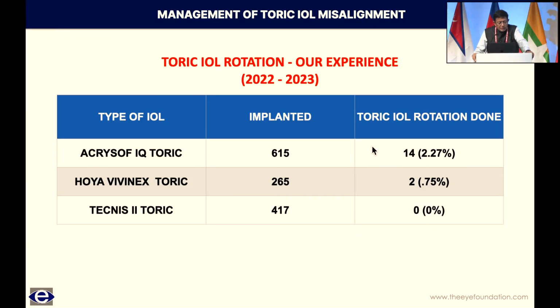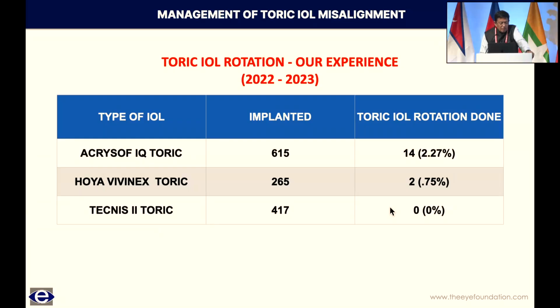We ourselves conducted a small study in the year 2022 to 2023: AcrySof IQ toric, 615 implants; Hoya Vivinex toric, 265; and Technis Toric 2, 417. What we found was that the amount of rotation requiring a re-rotation in the post-operative period was about 2% in the case of AcrySof toric, while in Technis Toric 2 it was 0.